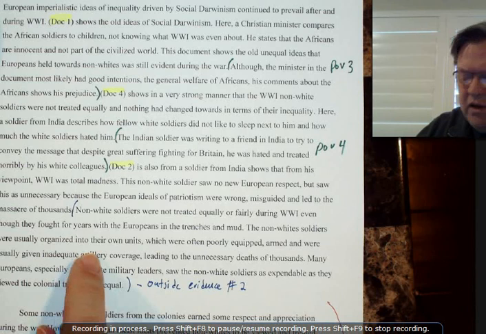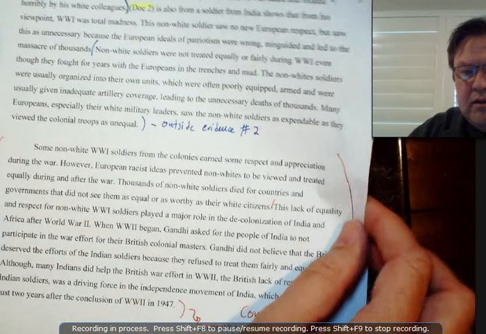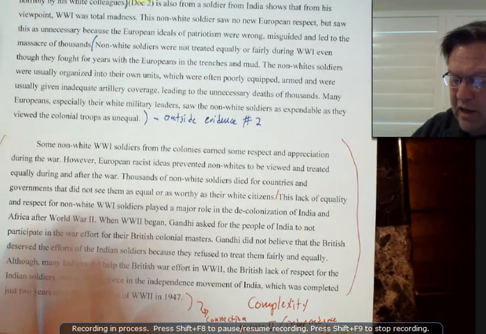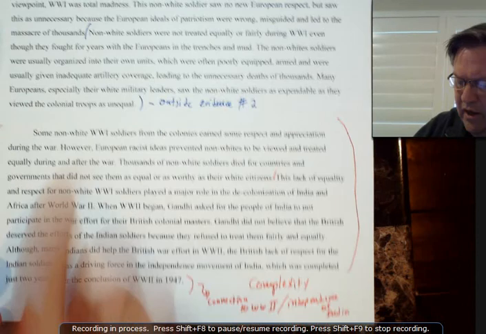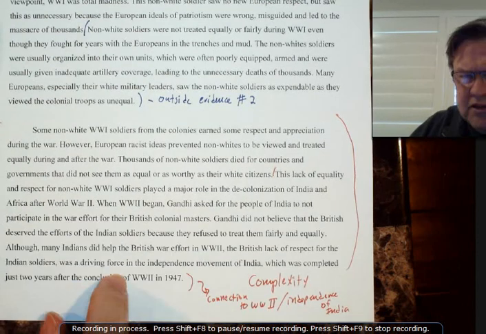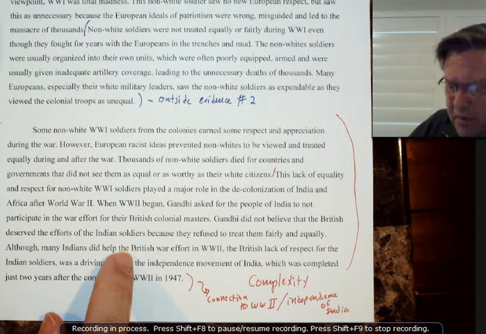paragraph is the last one, number 4, and this talks about the complexity. I just repeated the thesis, and I added a thing about how this lack of respect for soldiers that fought in World War I continued during World War II. It was a major cause of the independence movement in India. So my complexity is a connection to a future event, World War II and independence of India. I think this might get me that 1 extra point there.